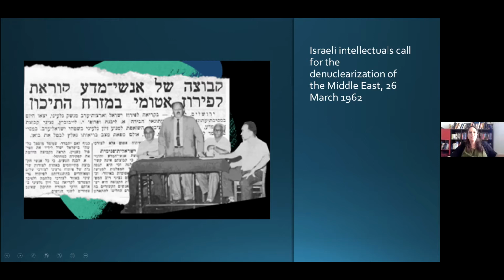So for example, and hopefully you're able to see this on your screen, one of the documents I found in the timeline is this newspaper article. It also has a photo added to it. And it talks about a group of Israeli intellectuals who called for the denuclearization of the Middle East as early as March 62.